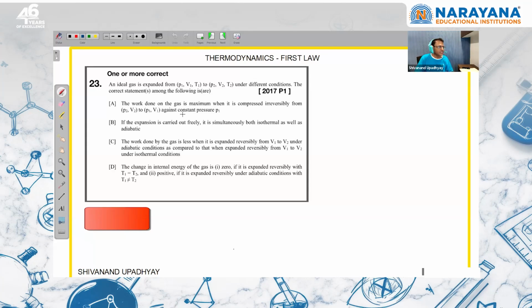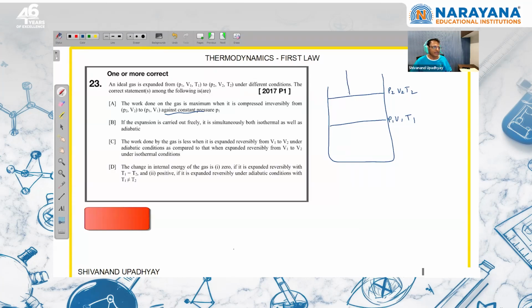अगेंस्ट अ कांस्टेंट प्रेशर P1 का क्या मतलब है? अगर हम एक्सपेंशन करें, the work done on the gas is maximum when it is compressed irreversibly from P2 V2. ओके, सही है. तो ये लिखा है कि यहाँ पे P2 V2 एक्सपेंशन के बाद है, और हम कंप्रेस कर रहे हैं, तो वी आर मूविंग टुवर्ड्स P1 V1, एंड टेम्परेचर इज कांस्टेंट है क्या? P2 V2 टू P1 V1 अगेंस्ट अ कांस्टेंट एक्सटर्नल प्रेशर. ठीक है.